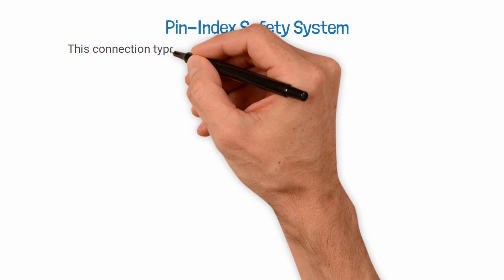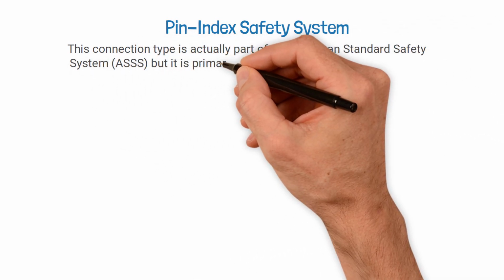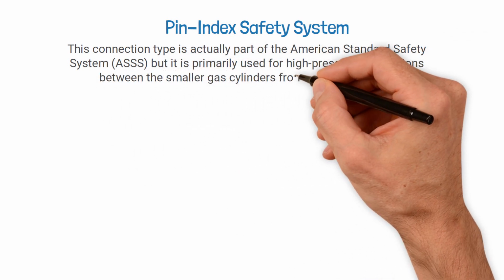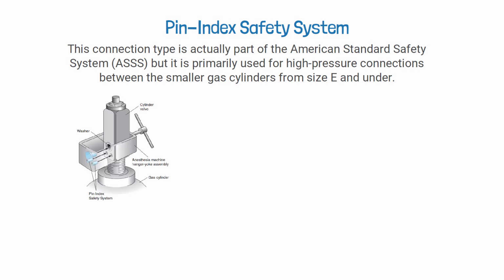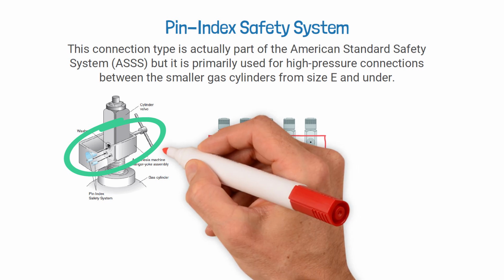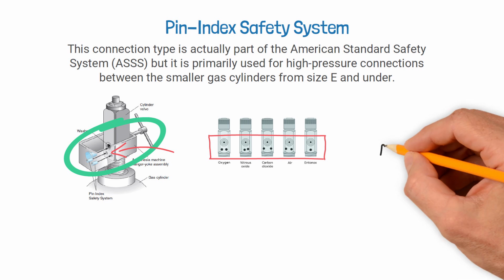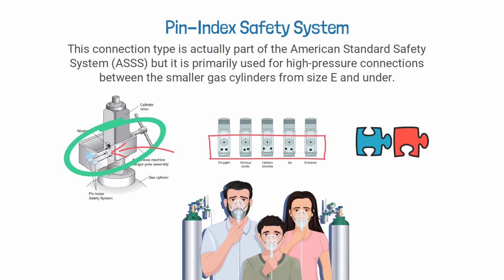PISS stands for the Pin Index Safety System. This connection type is actually a part of the American Standard Safety System, but it is primarily used for the high-pressure connections between the smaller gas cylinders from size E and under. The PISS system uses a yoke-type connection that utilizes different pin positions for each of the different types of gases. The pins and holes must align perfectly in order to secure a connection for gas delivery. This also prevents misconnections so that the incorrect gas is not delivered to the wrong patient.